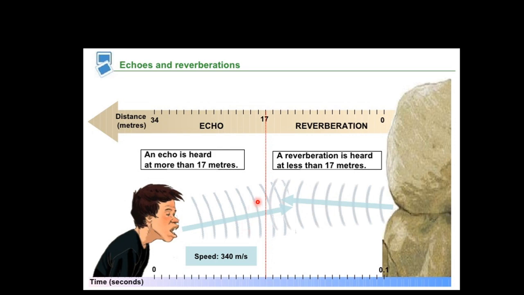This figure illustrates the reverberation and echo phenomenon. The effect of reverberation can be heard if the distance is less than 17 meters. So the time of coming back of the sound is less than 0.1 seconds, so the person cannot differentiate between the original sound and the reflected sound. But if the distance is more than 17 meters, the hearer can differentiate between the original sound and the reflected sound, and this phenomenon is called echo.